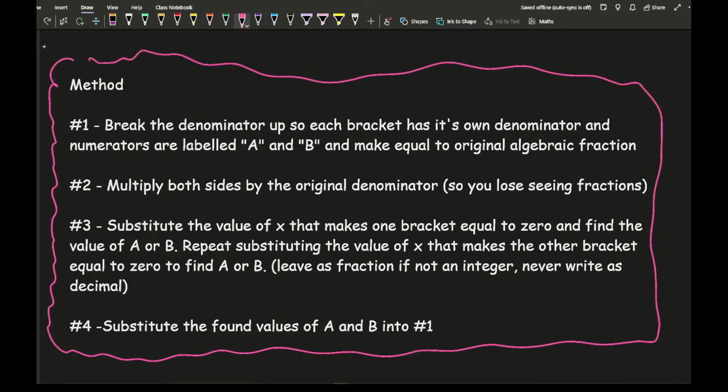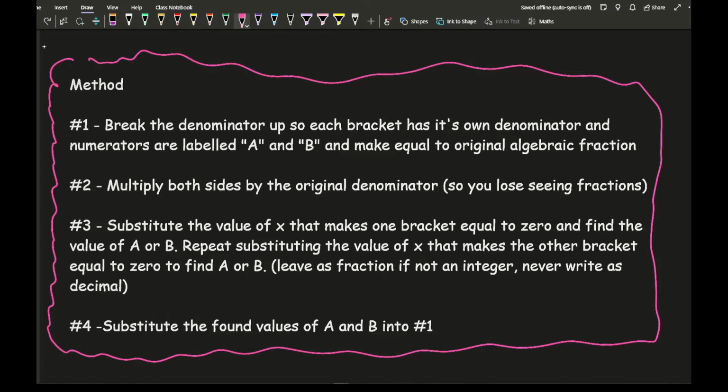So the first thing we're going to do is break the denominator up so that each bracket is its own denominator and the numerators are labelled A and B, and make it equal to the original algebraic function. Now these types of questions on partial fractions can be a lot of marks. They can be up to 5, they can be up to 6. And so it's really important that with these 4 steps, these are where you're going to gain marks. If you were to skip steps, then there is a chance you could lose working out marks if it all goes pear-shaped.